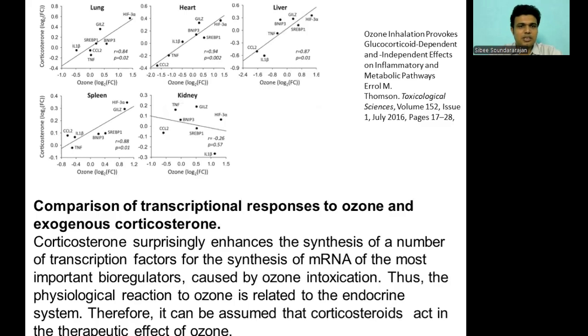Moreover, the administration of exogenous cortisone causes a dose-dependent change in the levels of the so-called oxidative stress markers, which usually appear in various tables of the mechanism of action of ozone and other medical gases. Thus, the inhibitory analysis clearly shows the endocrine nature of the reaction of the rat body to ozone.